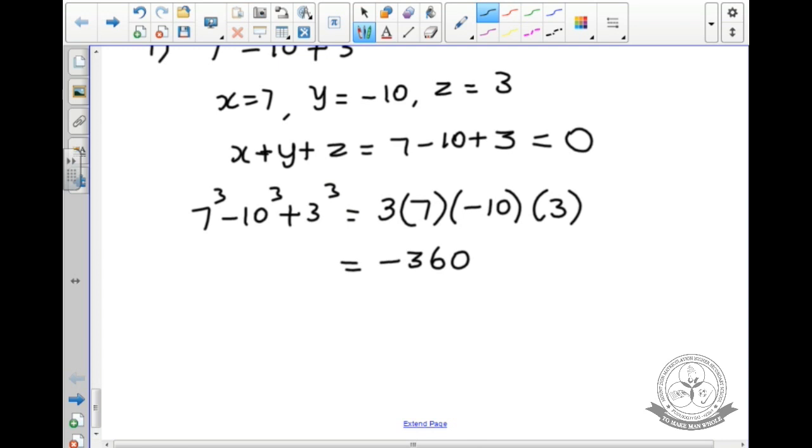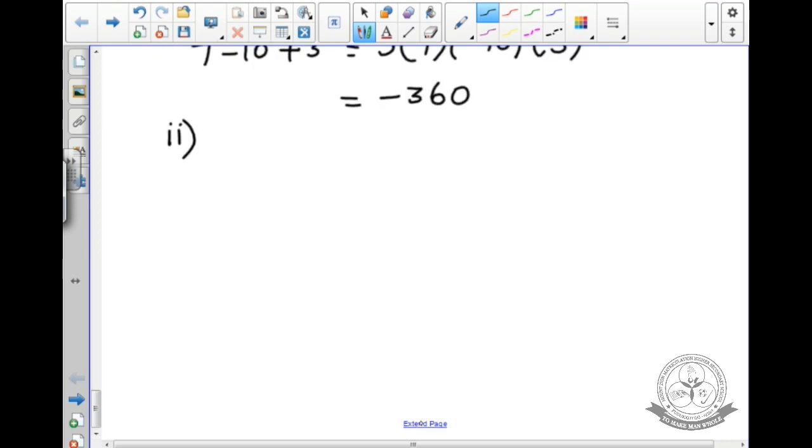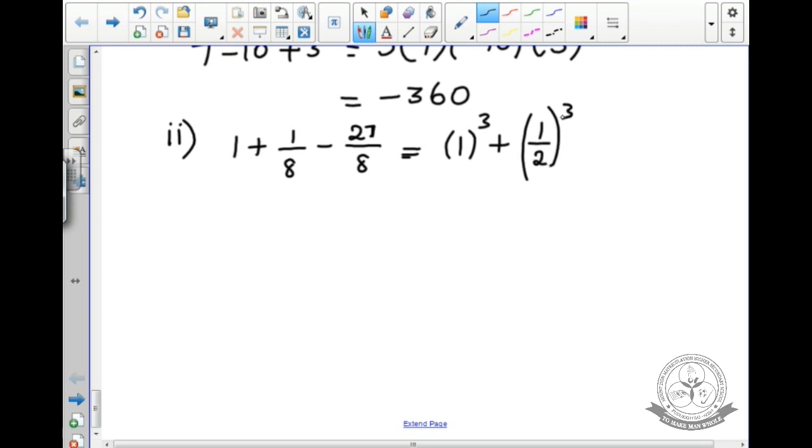Then the second subdivision, 1 plus 1 by 8 minus 27 by 8. We can convert into this term because we use the identity a cube, so we can change these numbers in the form of cube. 1 cube is 1, so no problem, we can take it as 1 cube. Then plus 1 by 8, you can take it as 1 by 2 whole cube, because 1 cube is 1, 2 cube is 8.